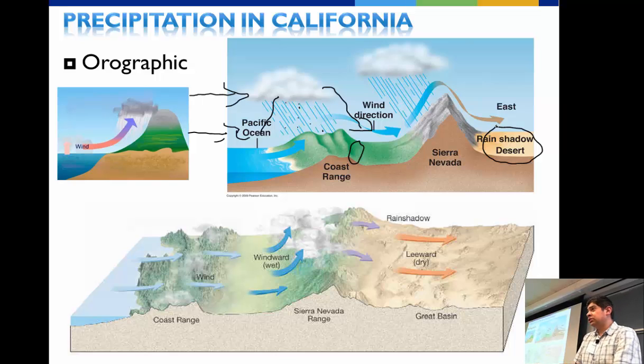Usually in the coastal range, it precipitates in terms of rain. Here in this part in the Sierra Nevada, it precipitates in terms of snow, because this is a higher altitude, and the higher the altitude, the colder it gets.